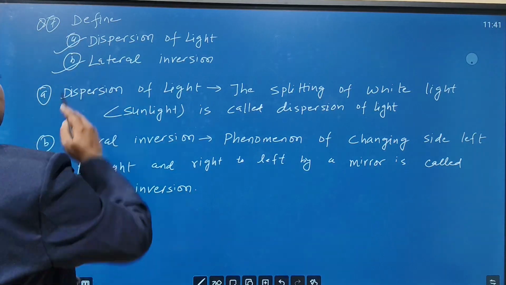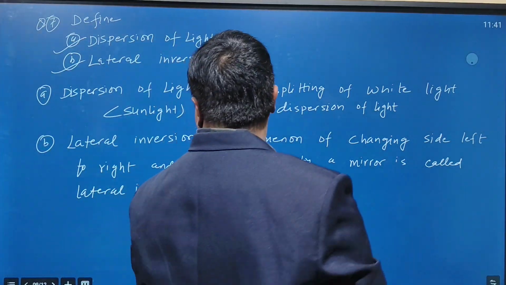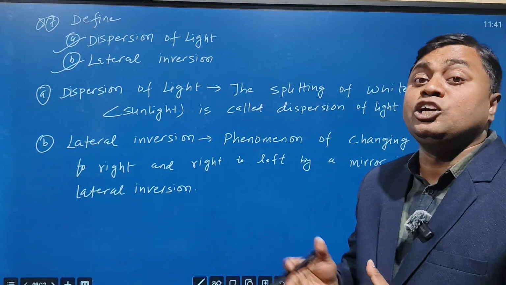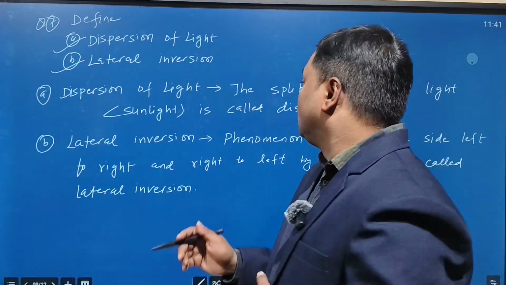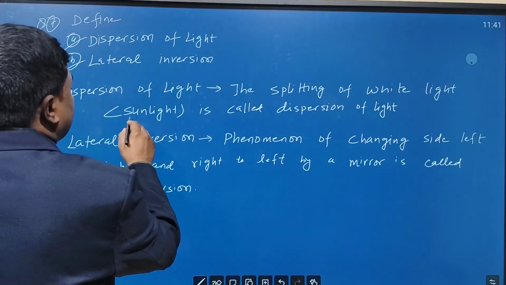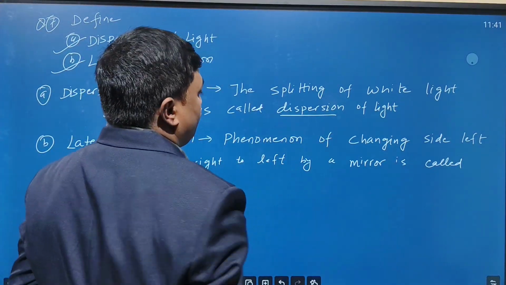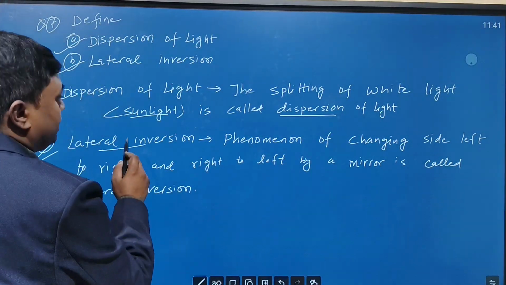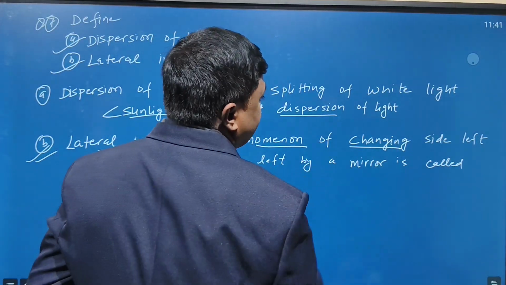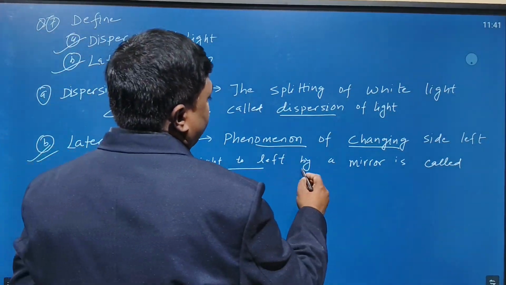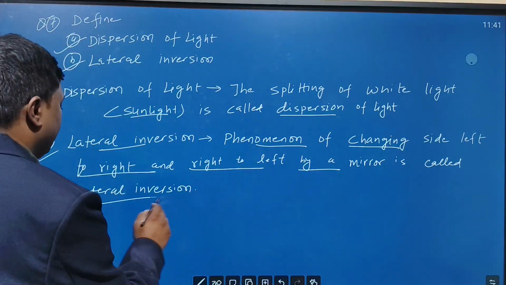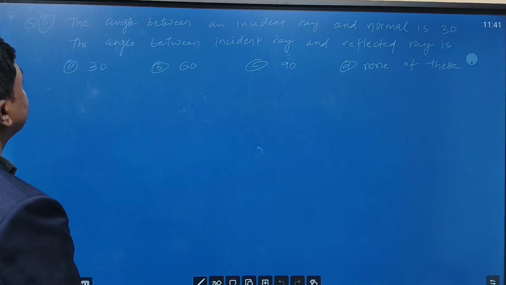Next question. Define the following: dispersion of light and lateral inversion. Dispersion of light is nothing but the splitting of white light into its constituent colors. So the splitting of white light, that is the sunlight, is called dispersion of light. Lateral inversion: the phenomenon of changing sides, left to right and right to left, by a mirror is called lateral inversion. Yes or no?